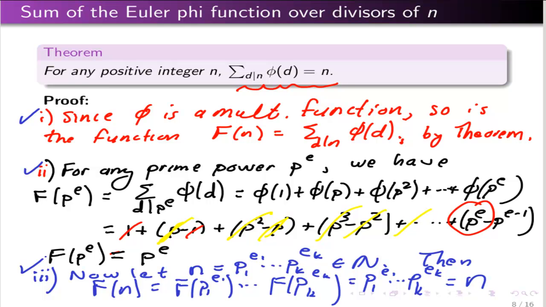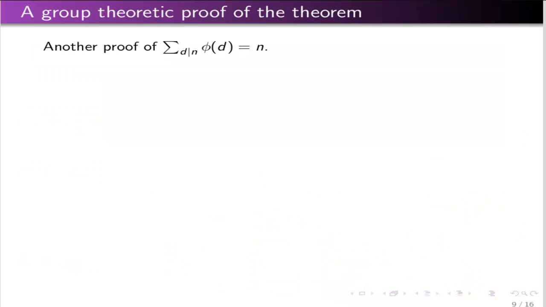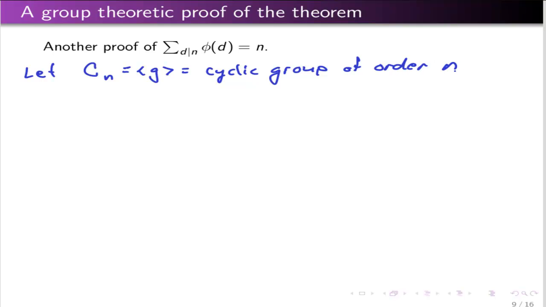Now I want to give you another way to think about this theorem, or think about the proof, in terms of a cyclic group. So let's let C_n equal G be a cyclic group of order n. Let d be any divisor of n. And I just want to count how many elements of order d there are in this group.